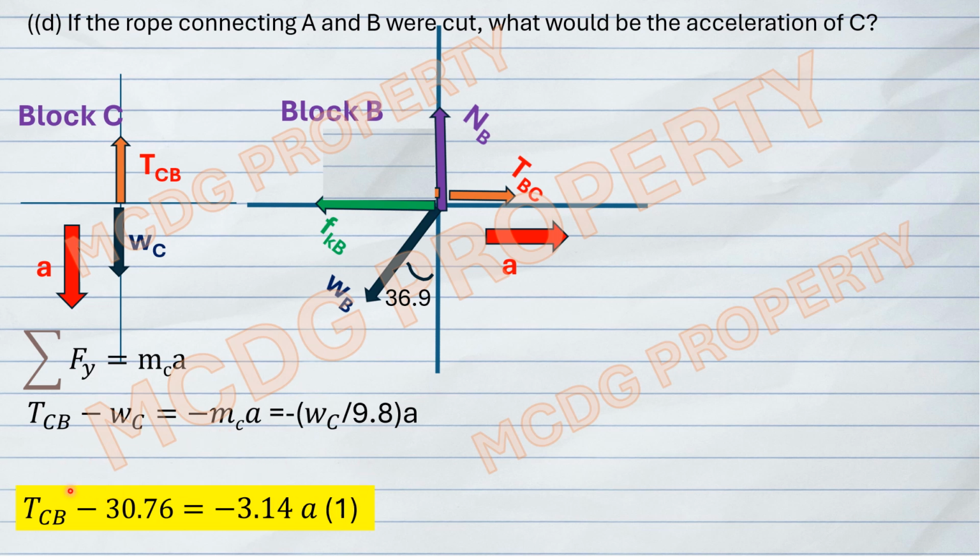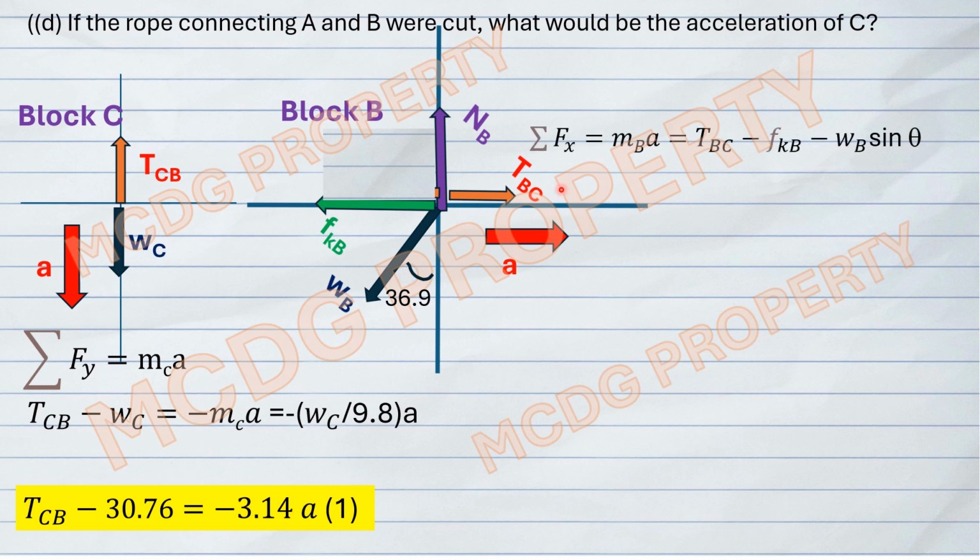So notice that for equation number 1, we cannot solve for the acceleration because we have two unknowns, the tension that connects C and B, and the acceleration. Now, the tension here will not be the same as the tension that we got when the system is moving with constant velocity. This will change because the system is now accelerating. So we need one more equation.